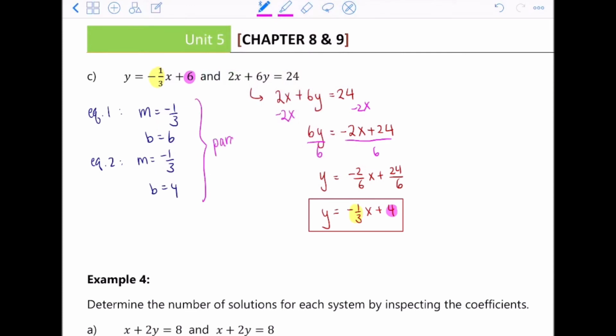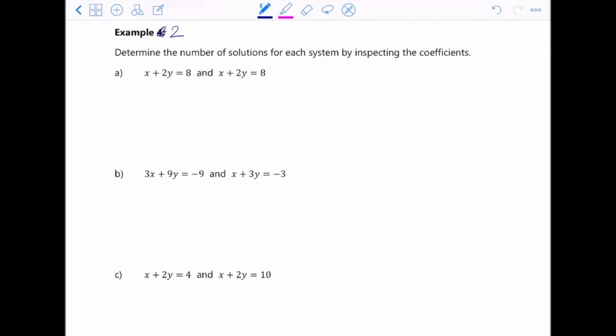Parallel lines, therefore no intersection. We can say there's no solution. There was a typo for example 2, so it's not 4.